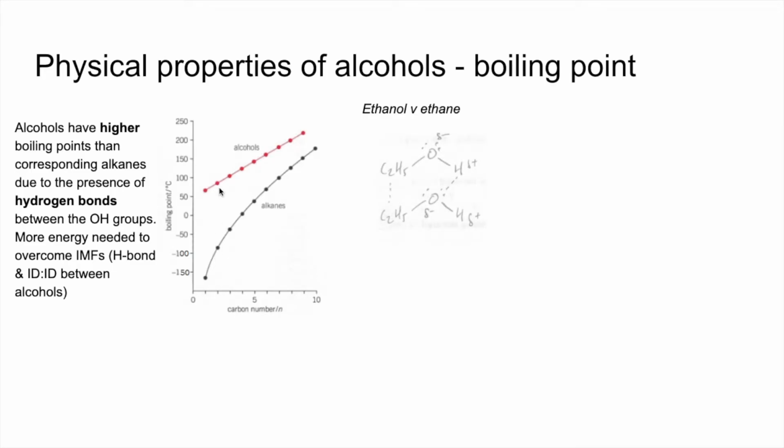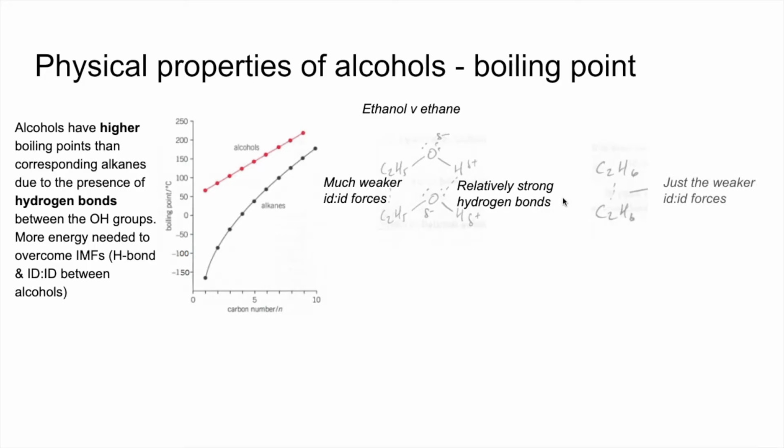So if we just draw up the alcohol, the ethanol molecule. So we've got relatively strong hydrogen bonds between the OH groups, but we've got much weaker induced dipole forces between the alkyl part, the carbon part. And then if we just look at the alkane, ethane, all we've got is just those very weak induced dipole forces. So this extra intermolecular force means that the boiling point is quite a bit higher.